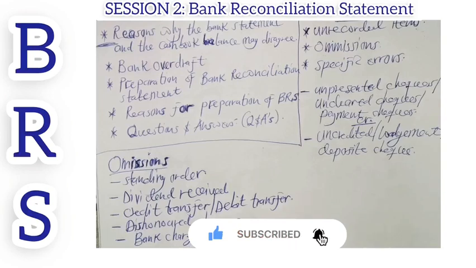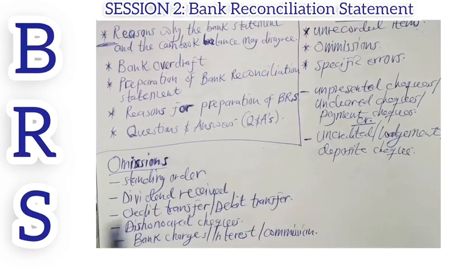Okay, so these are the items I'm going to look out for under the omissions. So under the omissions, you are saying that it's not recorded. Omissions mean the item has not been recorded. So here the item has not been recorded by the customer. Okay, so under that we are looking at, first one, standing order.